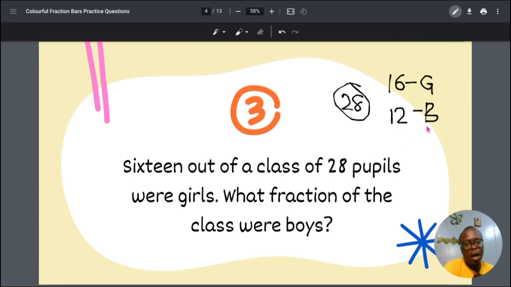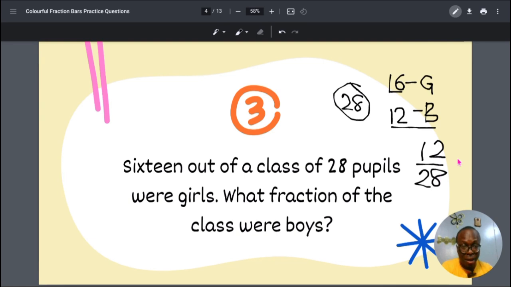But that's not the question. The question is not asking us how many boys do we have. It said what fraction of the class are boys. So now we are dealing with fractions. So we have to first change this to a fraction. The boys stay on top, and right just beneath it we have 28, which is the total of the class. If the question had said what fraction of the class were girls, it's going to be 16 over 28. But it says what fraction of the class were boys, so 12 for the boys over 28.